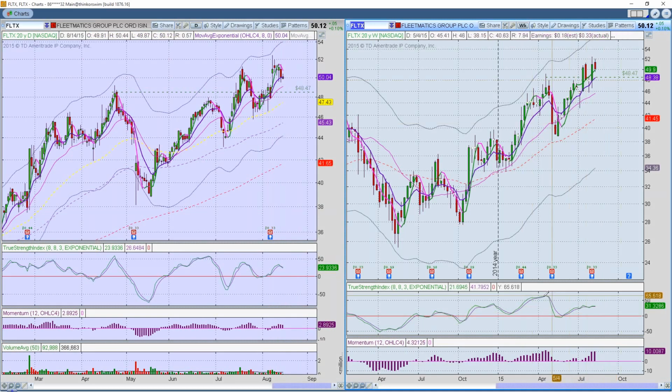We do have some negative divergence on the weekly chart on the TSI, and the momentum has reached a peak here. So it looks like it may be wanting to do some consolidation before it bounces higher. I would be looking at somewhere between the 49.50ish level all the way down to the breakout level of approximately $48 or $49, to see what it does around there for a potential entry for a bounce. But it's a nice uptrend.